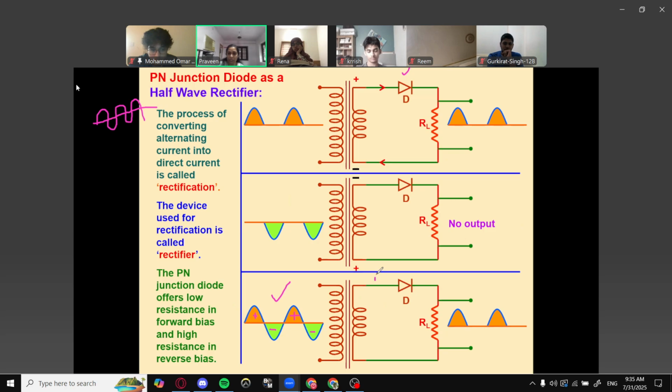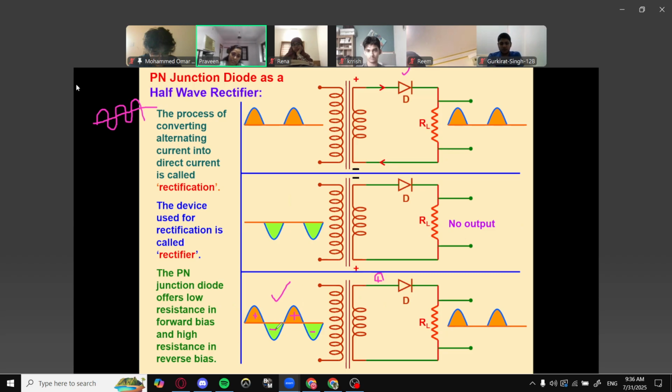Now imagine the positive cycle is reaching this particular PN junction. When the positive cycle is reaching over there, this is positive in nature, right? So when positive reaches the P side of the junction, positive means what? It is forward bias. So when it is forward bias, the diode will be conducting, and across the load resistance, you will be getting the positive cycle. First positive cycle we got.